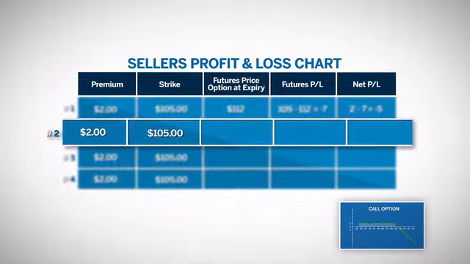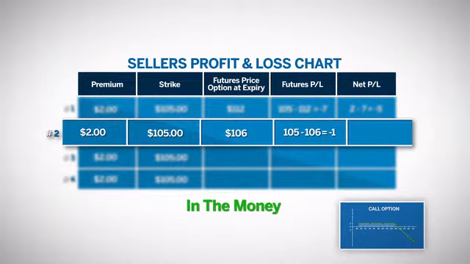For scenario 2, we see the futures price at option expiry is 106. This option is also in the money, and again, you would be assigned. You will sell the future at the strike price of 105 and have a loss of 1 on the future. The net will be a profit of 1.